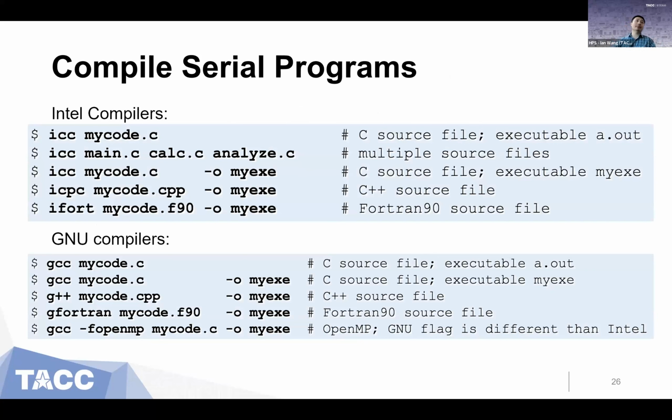So here are some examples on how you may compile sequential code, using the Intel compiler or using the GNU compiler, GCC. Well, if you have worked with C or Fortran before, you know what they mean. I'm not going to go into details, okay?